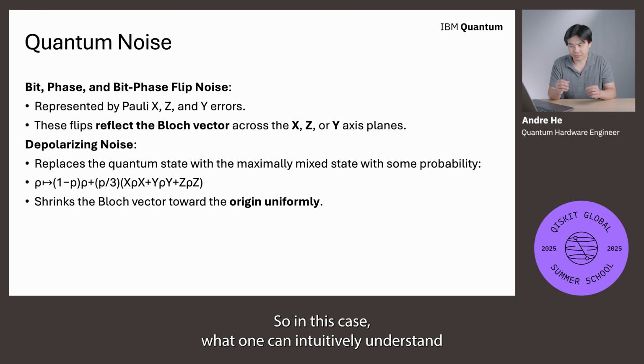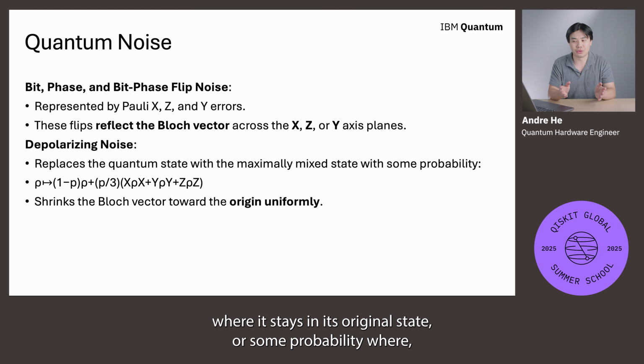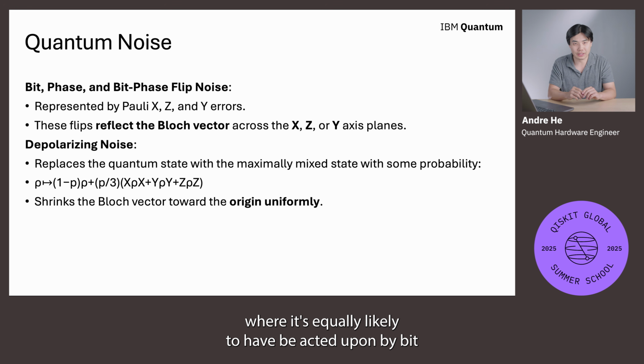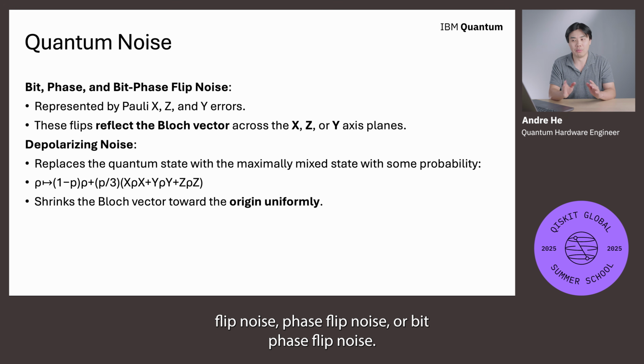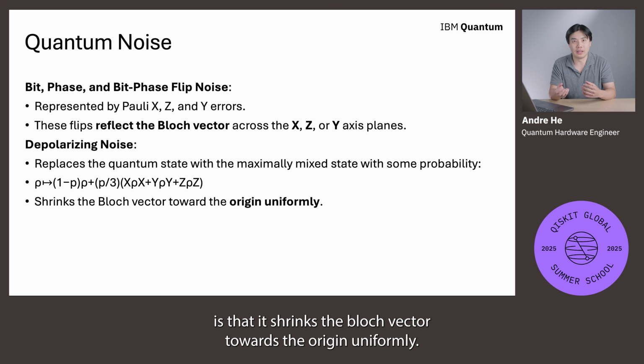So what one can intuitively understand here is that the quantum state has some probability of no error occurring, where it stays in its original state, or some probability where it's equally likely to be acted upon by bit flip noise, phase flip noise, or bit phase flip noise. And the way one can understand this visually is that it shrinks the Bloch vector towards the origin uniformly.